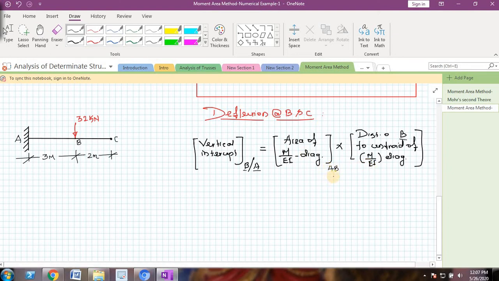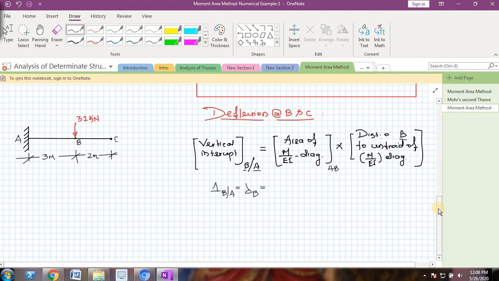I told you in case of cantilever beams, the vertical intercept will be nothing but equal to the deflection. So when it comes to simply supported beam, that time I will explain you how to exactly find that. Now here in this case, I need to find what is the deflection at B. So I should refer it as vertical intercept at B with respect to A. So I can write that as delta, that is vertical intercept at B with respect to A. In cantilever beams, it is nothing but equal to the deflection at B, that is equal to the area of M by EI diagram between A and B.